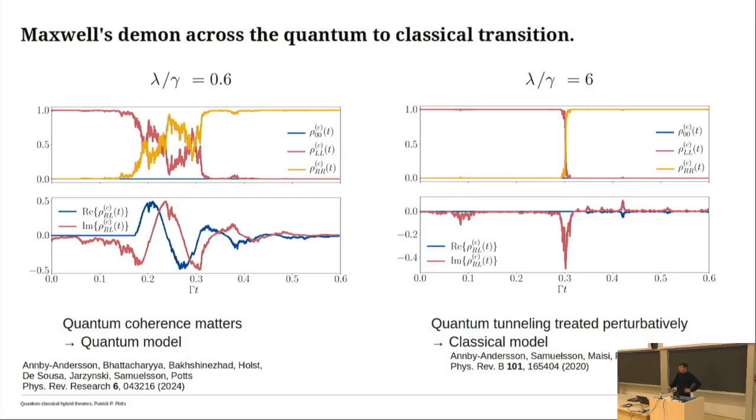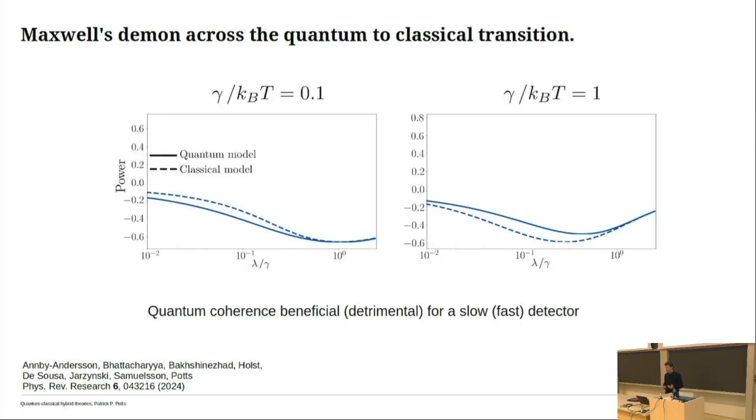And that means we now have a quantum model and a classical model, and we can compare them and ask things like, does the quantum model predict more power or less? Is quantum coherence beneficial or detrimental for extracting power? And the answer is it depends, right? So this is what I show you here.